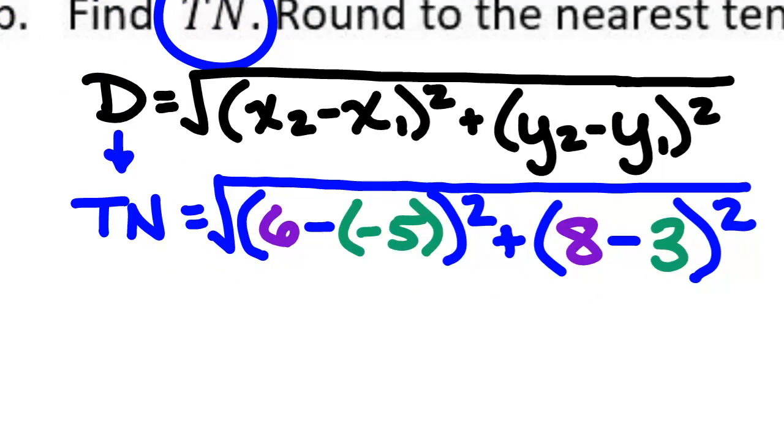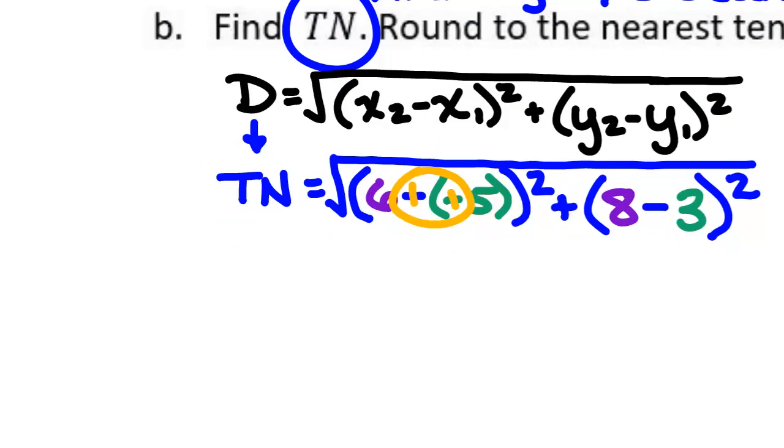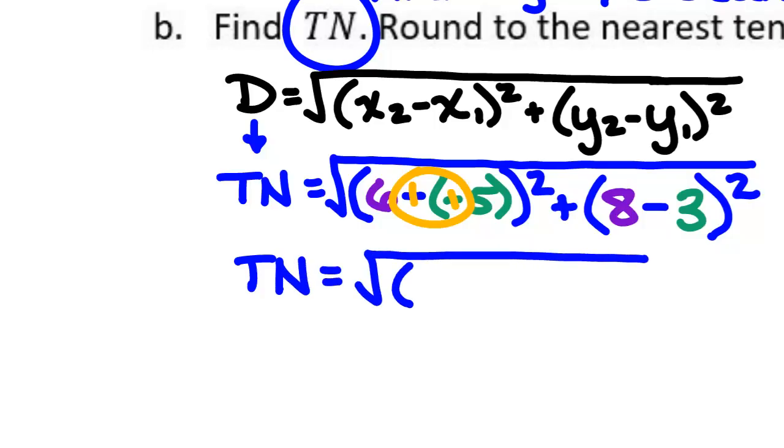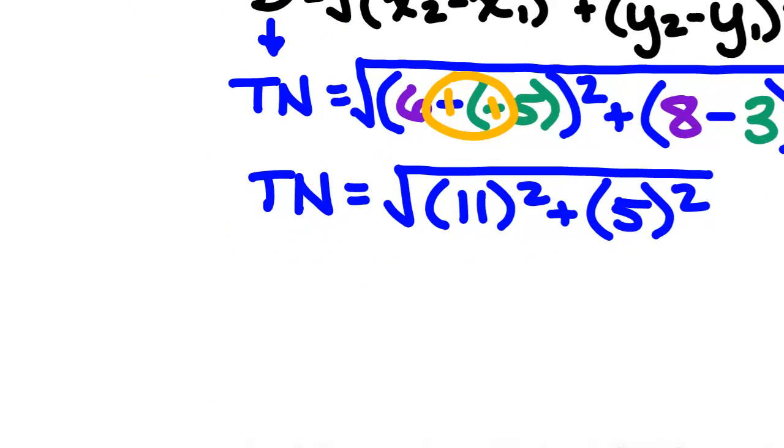What happens right here? They add. When you subtract a negative, it turns into a positive. So I really have 6 plus 5. What is 6 plus 5? 11. So I have 11 squared plus, what is 8 minus 3? 5. So 11 squared plus 5 squared.